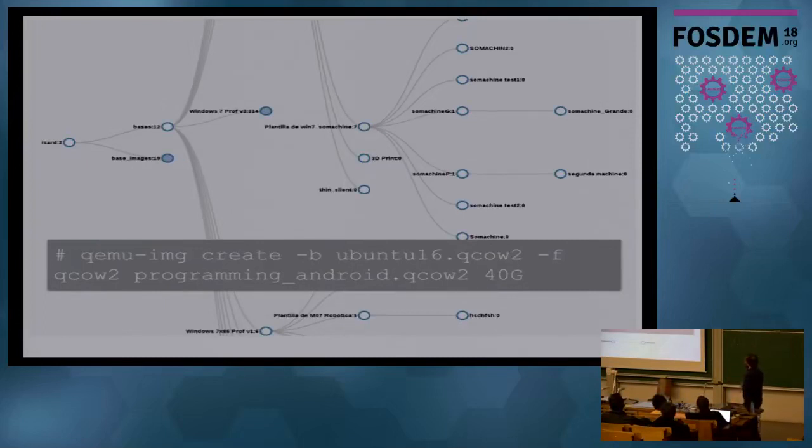This is a view from IsardVDI where we can see the hierarchy tree of the disks, how they are growing. What we use is a chain of disks. With QEMU image, you can derive a disk from one disk, and you can continue so on.